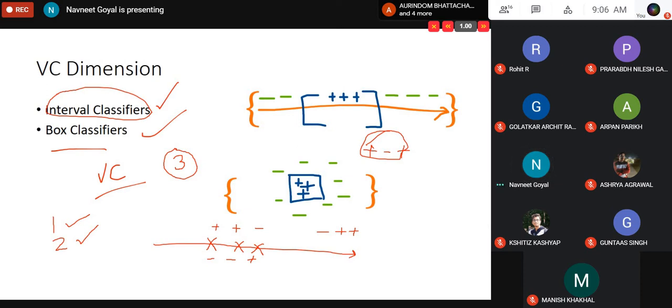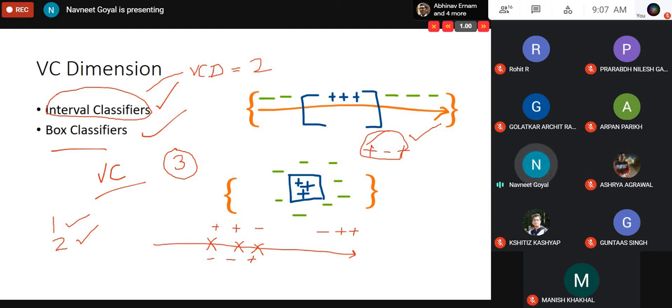All right, getting it? So what can you say about the VC dimension of the interval classifier? 2, right? So we know that it can shatter 2 points, but it cannot shatter 3 points, because this particular situation cannot give me a solution.